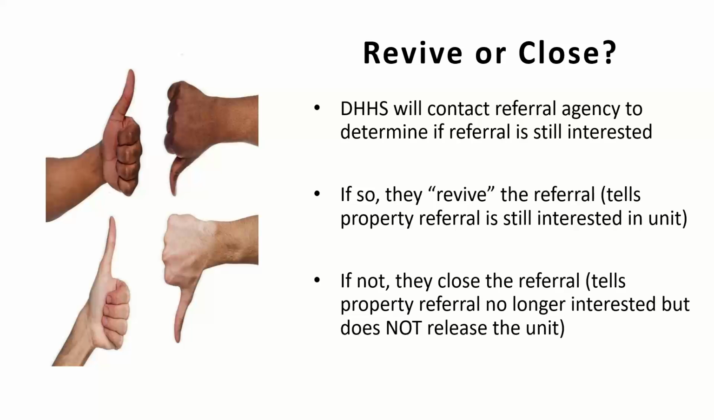DHHS will reach out to the referral agency to determine if the referral is still interested. If so, they'll revive the referral, and that essentially lets you know that the household is still planning to come and apply. If not, they'll close the referral. This lets you know that that particular referral is no longer interested in the property. Now, that does not release the unit. Again, DHHS still has 30 days.